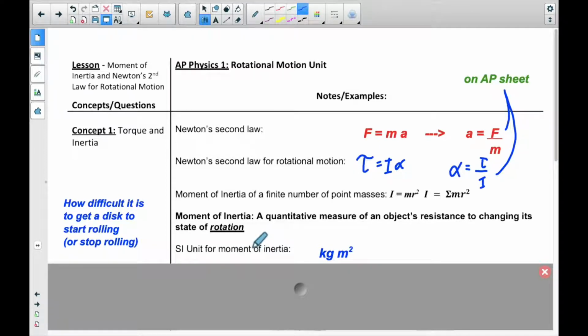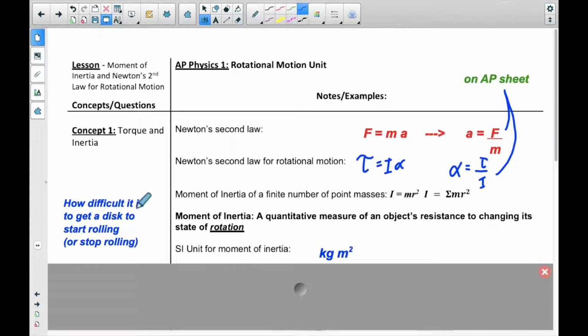Sounds a little bit like momentum. Do you remember when we talked about momentum? We even did a lab in class or an activity where we tried to stop the cart with our hands. How difficult was it to stop that item, whether it's a cart or a ball or whatever? That's the moment of inertia in rotation.